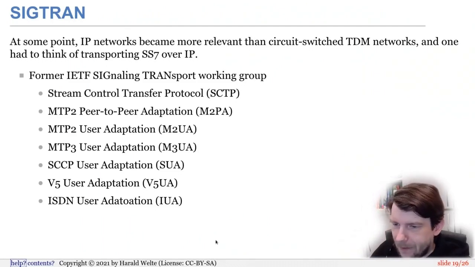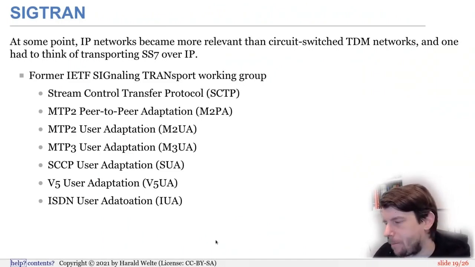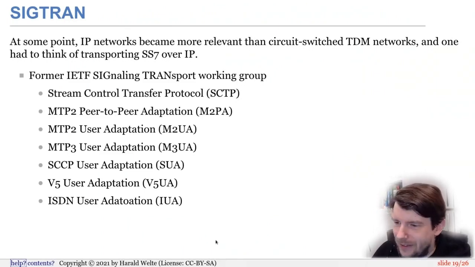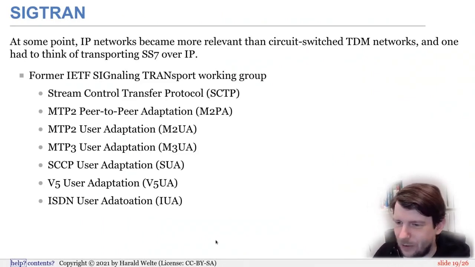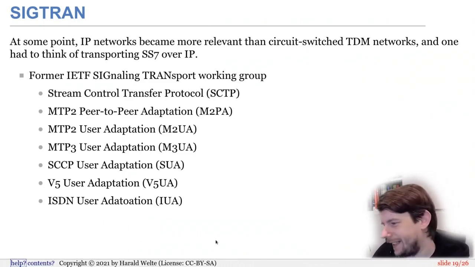And one had to think about how to transport SS7 signaling over IP. Why did one have to think about that? Well, if, of course, ISDN or analog telephone lines go away, then you don't need the signaling for ISDN or analog telephone lines anymore. But of course, for an extended period of time that is still not fully concluded, you still have circuit switched lines somewhere on the planet, and you need technologies that can deal with both.